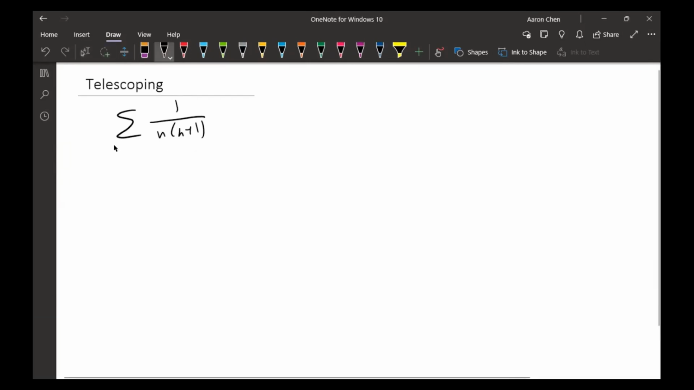This is an example of a really basic telescoping sum. It doesn't really count as one of the problems. But the way telescoping works is that for summations, you're trying to get it into the form of something minus something else, and you want it in a way such that the something else will cancel out with something if you repeatedly substitute in.